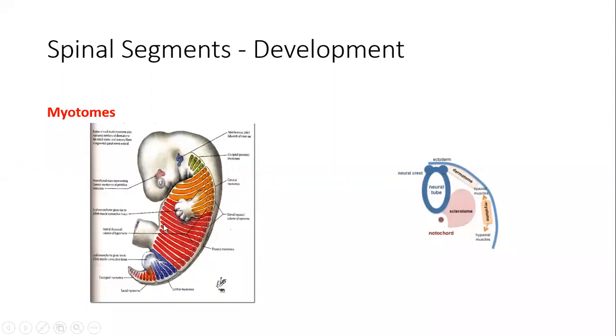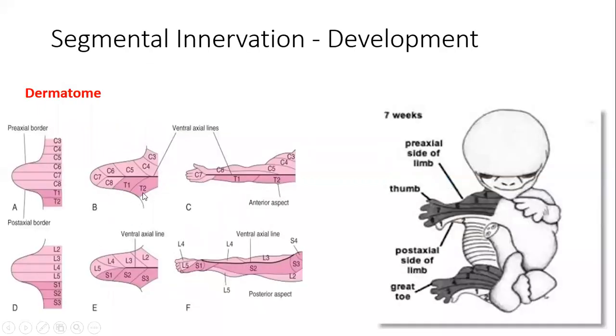Similar is the case with the myotomes. Myo refers to muscle, the spinal nerve supplying the muscles. More or less similar is the case with the development of the myotomes. Muscles during their development pull their spinal nerve along with them. But they are not as defined per segment as most of the dermatomes are. Dermatomes' segmental innervation is more defined as compared to myotomes.